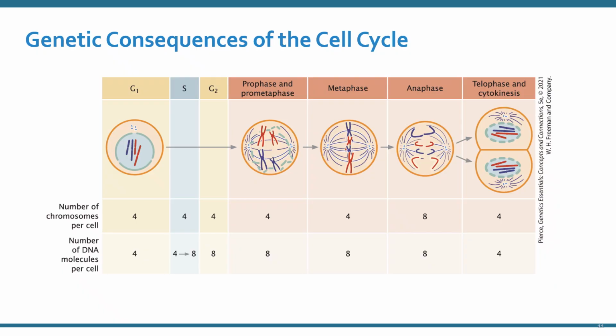This is a really great slide. It shows you what happens during all of the different stages. It does address the number of molecules versus the number of chromosomes. So when they say number of molecules of DNA, they're talking about the number of chromatids. I also like that this has a really nice diagram of what's going on. I feel like it's not quite as busy as our other mitosis diagram.